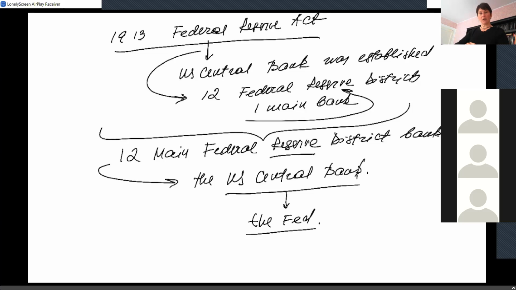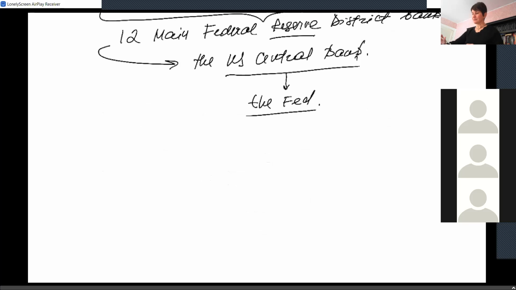Okay? So every time you are in conversation or listening to a conversation that discusses the Fed's policy in terms of money supply, they're not talking about the FBI or the federal government. They're talking about the US Central Bank, current steps and current policies, the Fed as the US Central Bank. Okay?